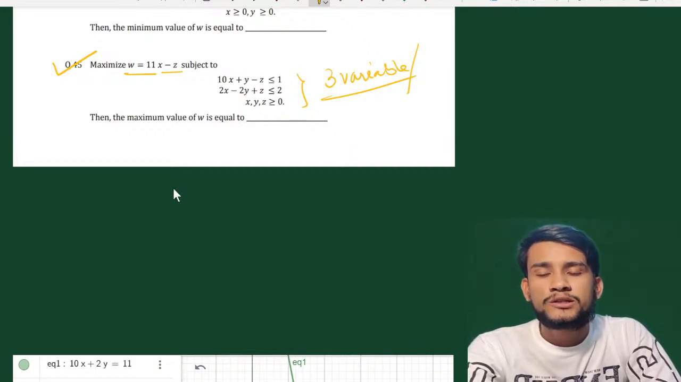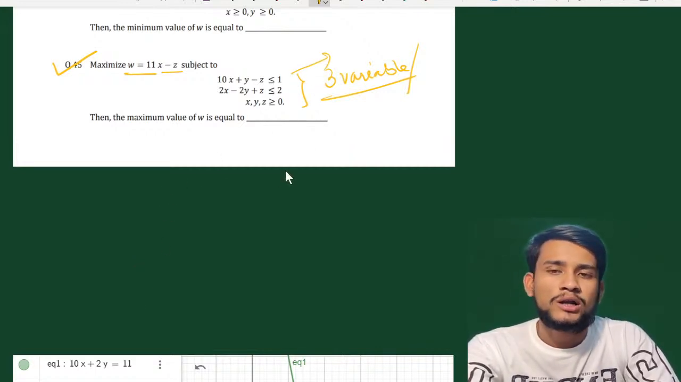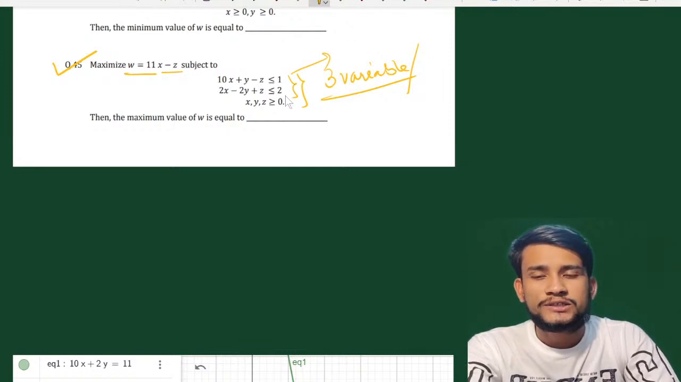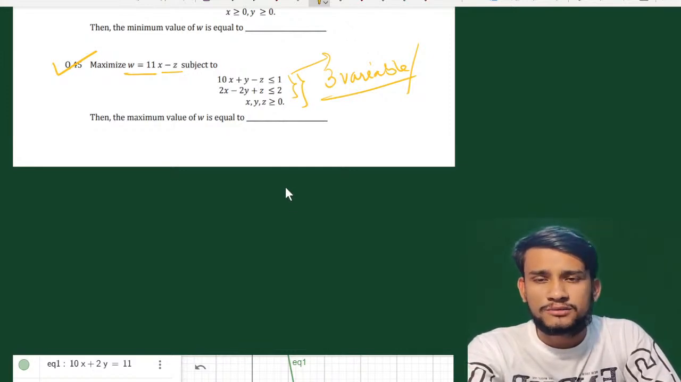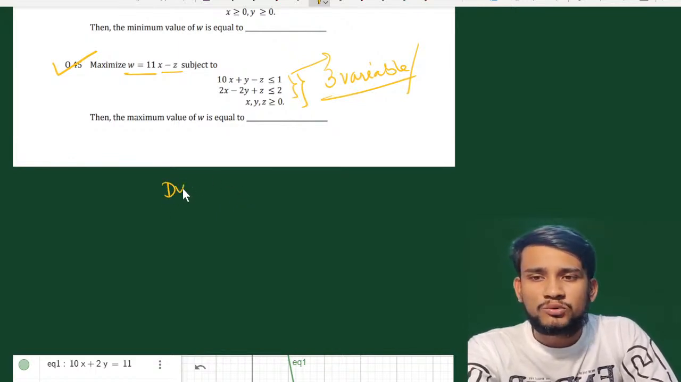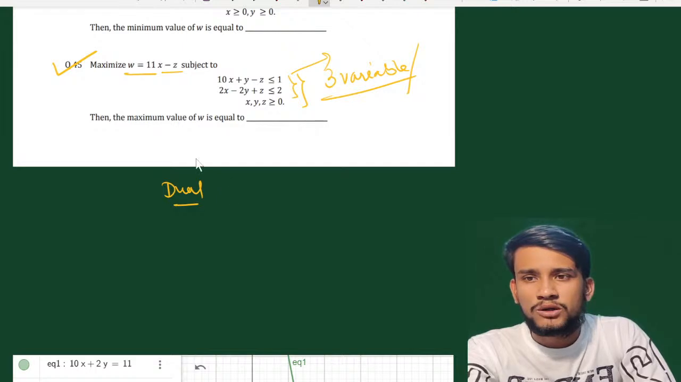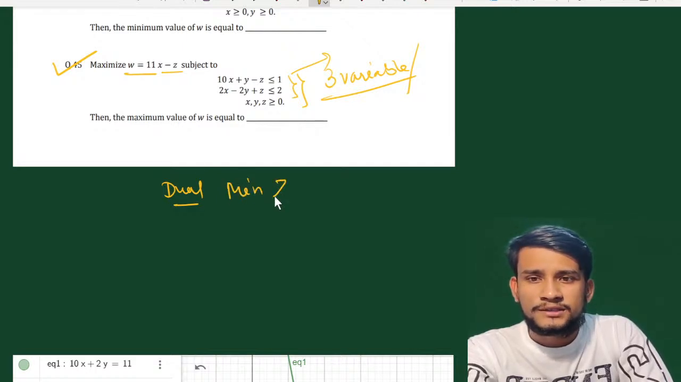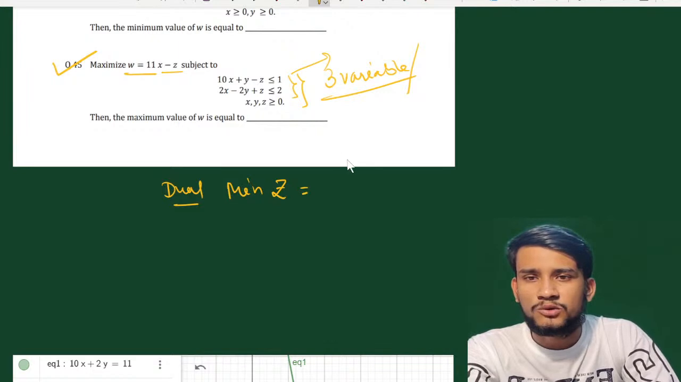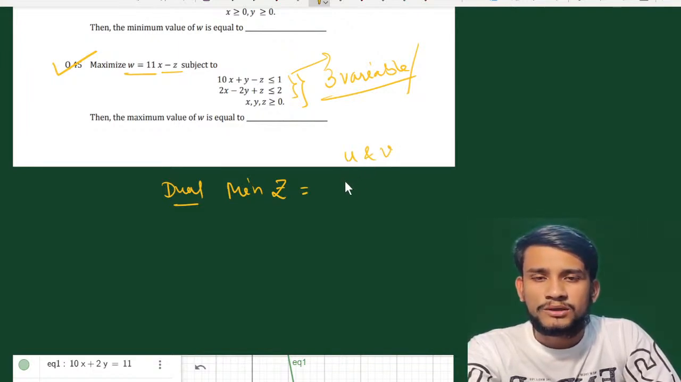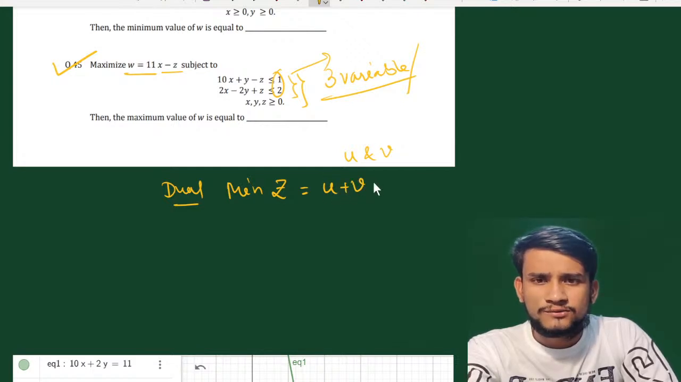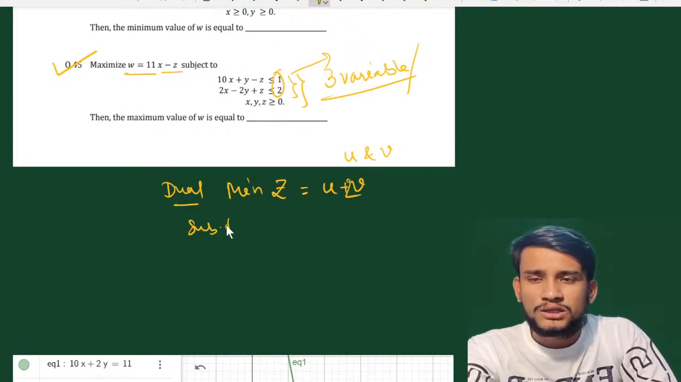If we convert this primal problem to the dual, then the number of constraints equals the number of variables. In the case of primal and dual, you may know it. So if we convert it to its dual, then the dual problem is: minimize z equal to u plus 2v, where suppose the dual variables are u and v.